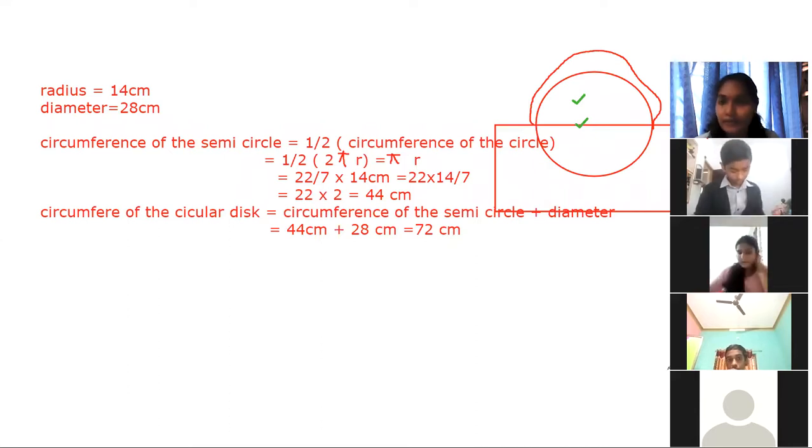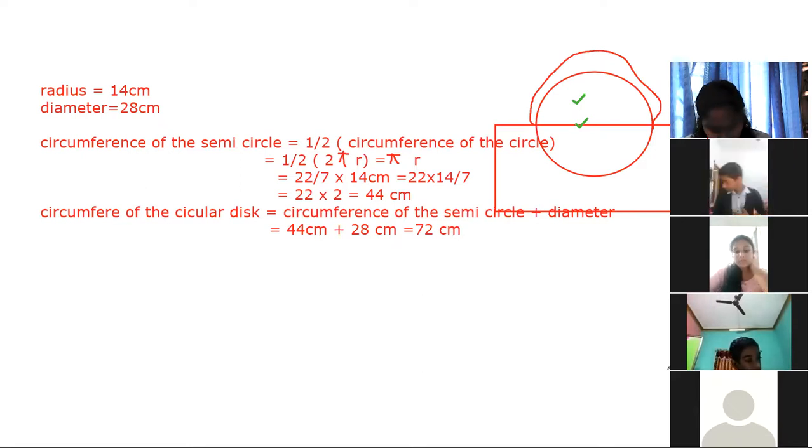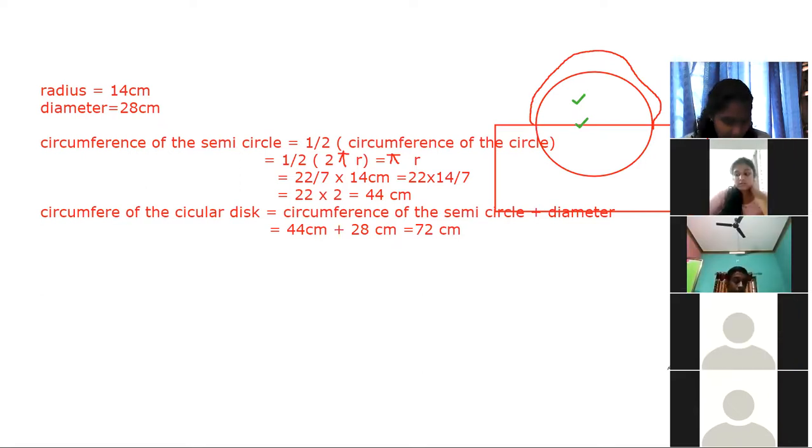There is a figure 11.32. Can you see the figure that looks like the Malayalam letter ka? Similarly, there is a figure that looks like ka. Yes, miss. We need to find the circumference of that shape. Is that a circle? Mixed.